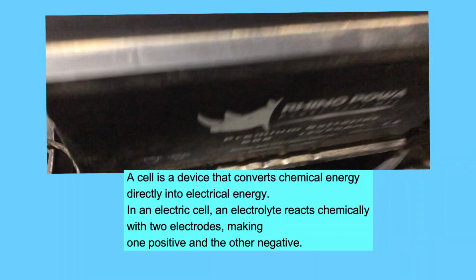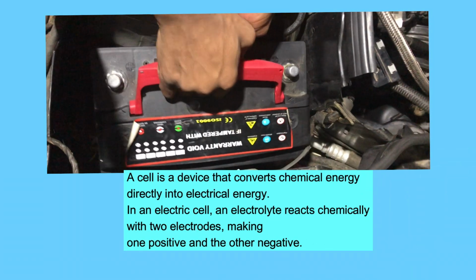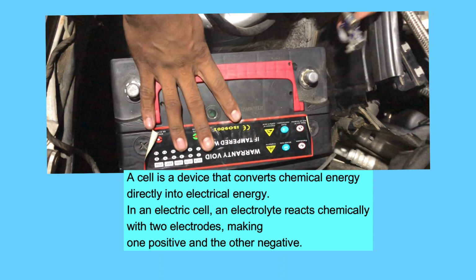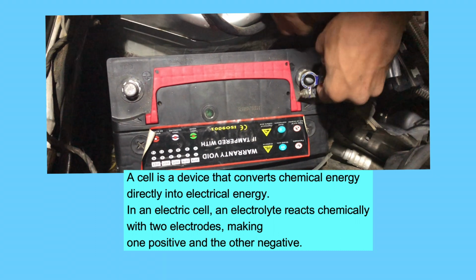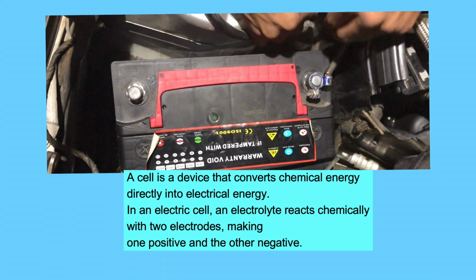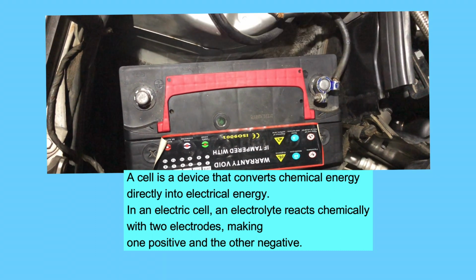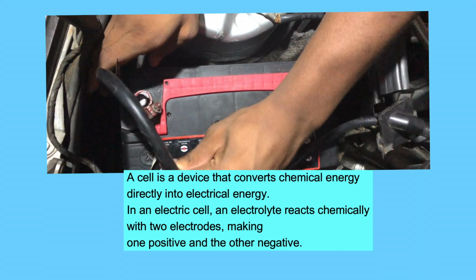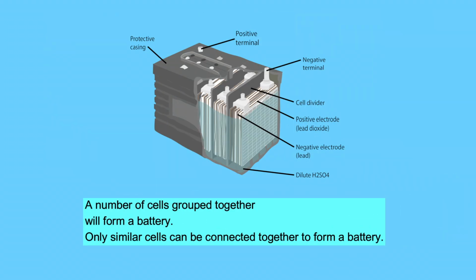The cell as a converter of energy. A cell is a device that converts chemical energy directly into electrical energy. In an electric cell, an electrolyte reacts chemically with two electrodes, making one positive and the other negative. A number of cells grouped together will form a battery. Only similar cells can be connected together to form a battery.